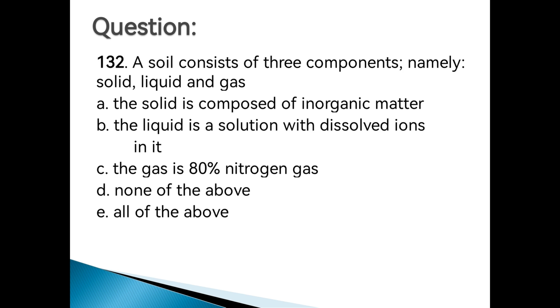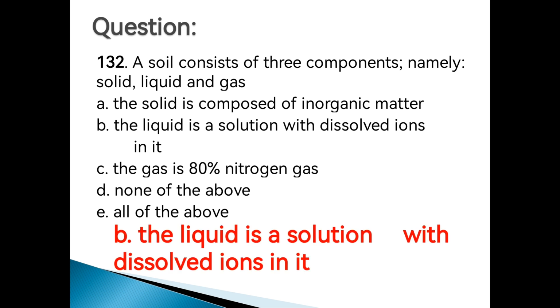132. A soil consists of three components, namely solid, liquid, and gas. A. The solid is composed of inorganic matter. B. The liquid is a solution with dissolved ions in it. C. The gas is 80% nitrogen gas. D. None of the above. E. All of the above. The correct answer is B. The liquid is a solution with dissolved ions in it.